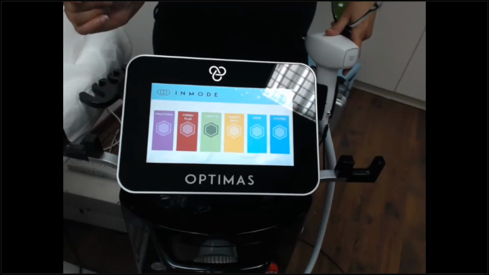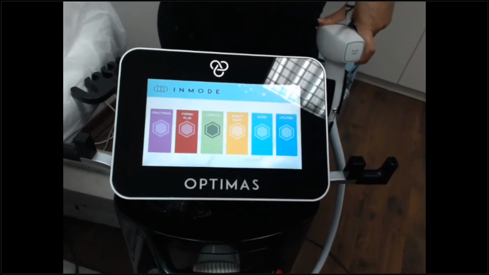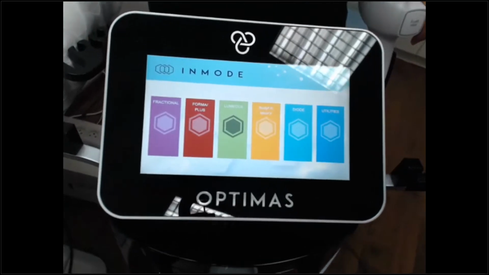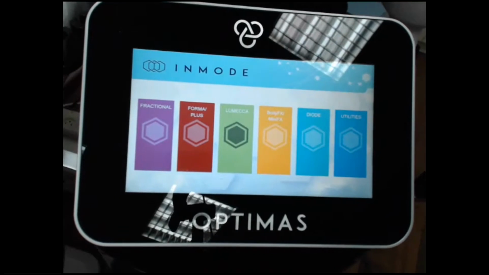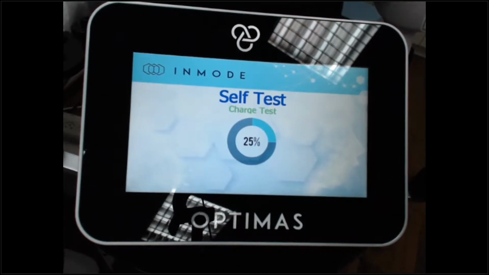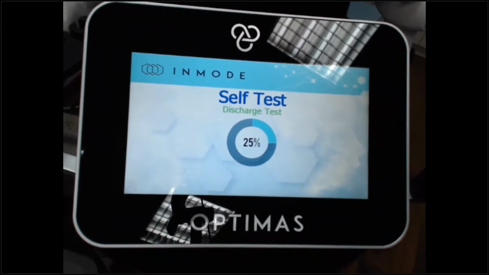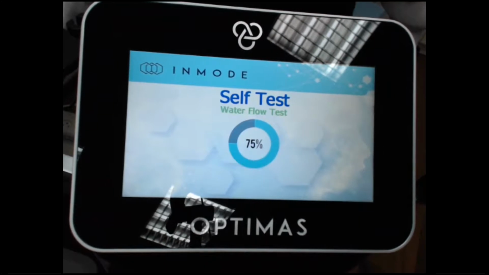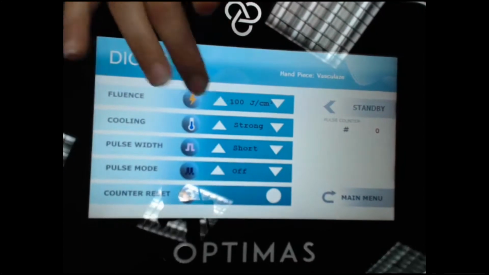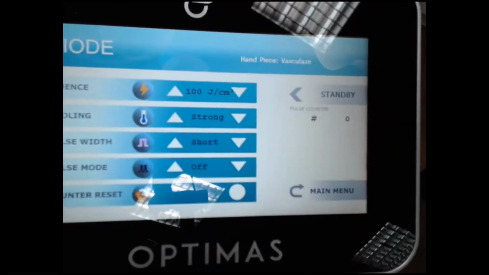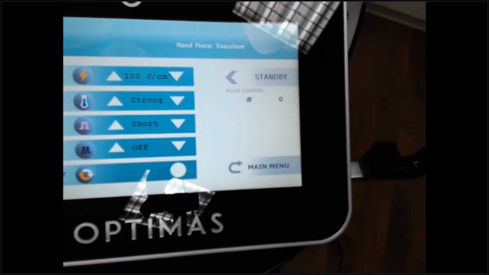This is the menu screen, and we're going to choose diode. When choosing diode, the system will already recognize that we're talking about Vasculase rather than diode XL. Let's make some noise here. As you can see, fluence, it's all the parameters that we've already discussed. I'm sorry for the reflection, but we will have to deal with what we have today.